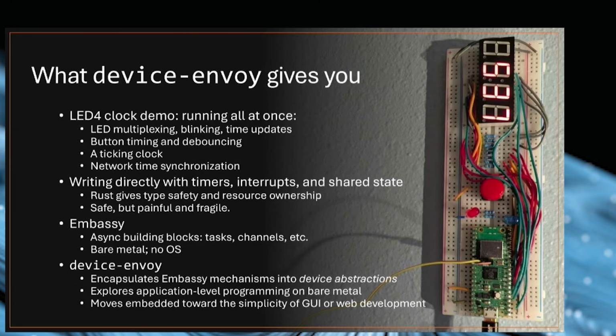Device-envoy tries to add another layer. It's encapsulating the Embassy mechanisms into device abstractions. Our goal isn't to cover 100% of everything you might want to do with Wi-Fi, but if we can cover 75% of what you might want to do, which I think this Wi-Fi auto does, and make it super easy, then we've done a lot. And if we're missing anything, just create another device abstraction that covers another chunk, and eventually we'll get most of the interesting stuff done. That lets us explore what I think of as application level programming on bare metal.